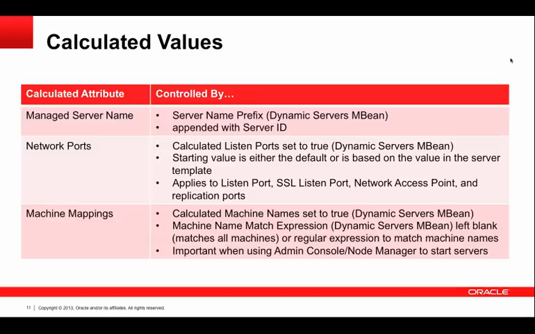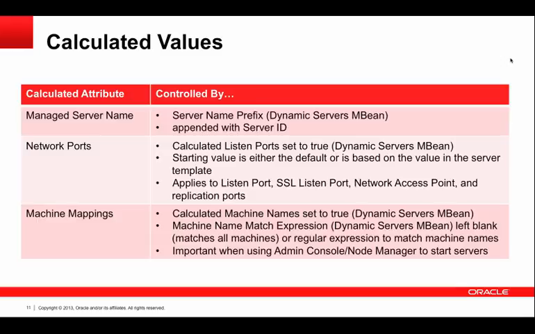For network ports, you can either derive them and have them be the same across all managed servers in the cluster, or you can automatically increment them. The automatic listen port calculation is enabled by the calculated listen ports attribute on the dynamic server's MBean. Ports start with either the default value or the value defined on the server template, and then they are incremented by 1 for each managed server. Calculated ports applies to listen ports, SSL listen ports, network access points, and session replication ports.